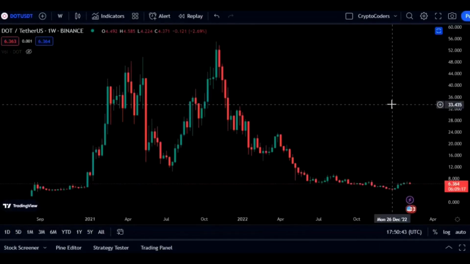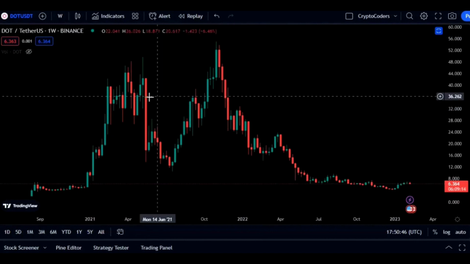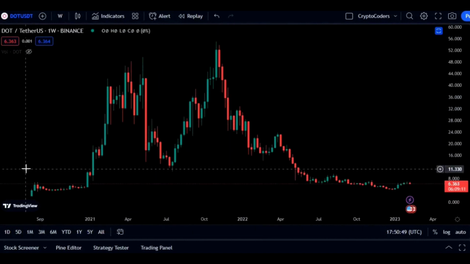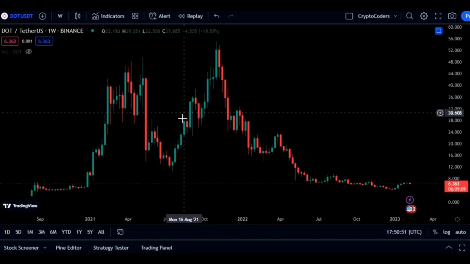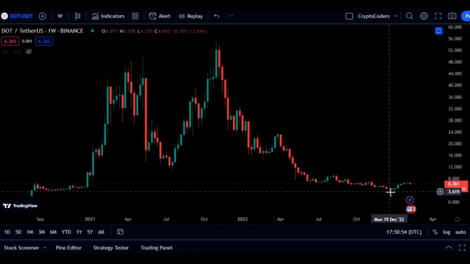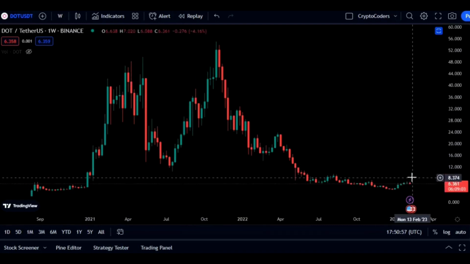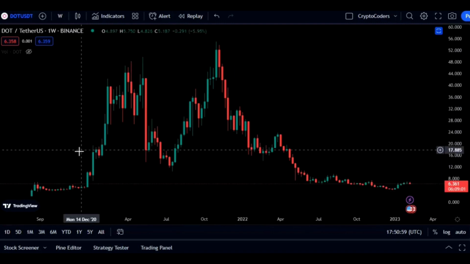Welcome to Crypto Coders. In this video, we will be taking a look at Polkadot on higher time frames. I will give you my all-time high targets for Polkadot, and we will also look at the short-term price action to see if the bottom for Polkadot is in or not.